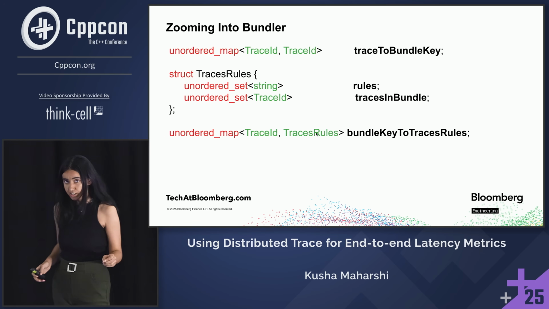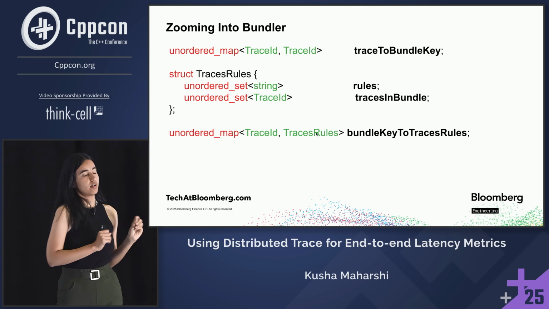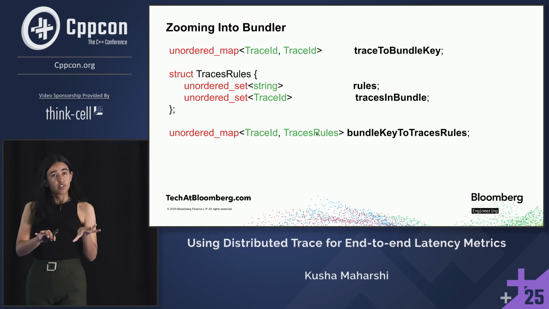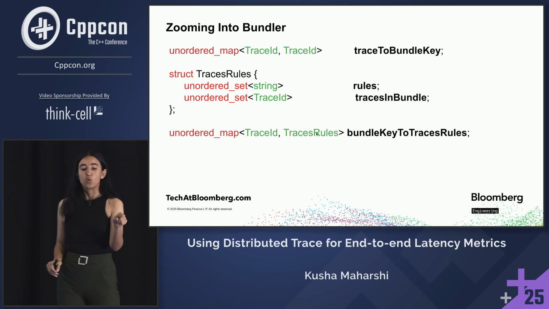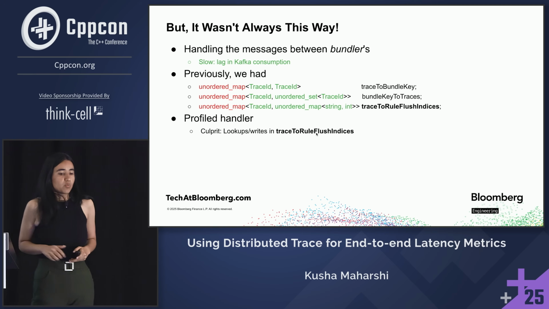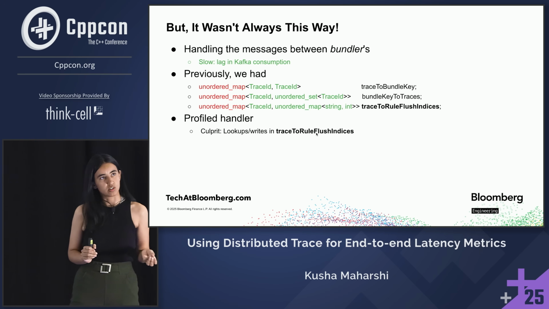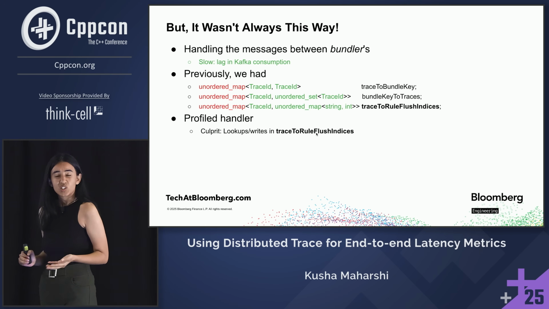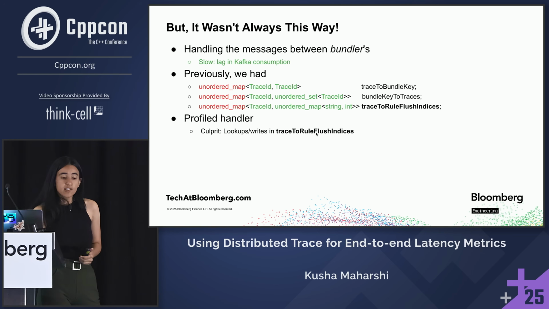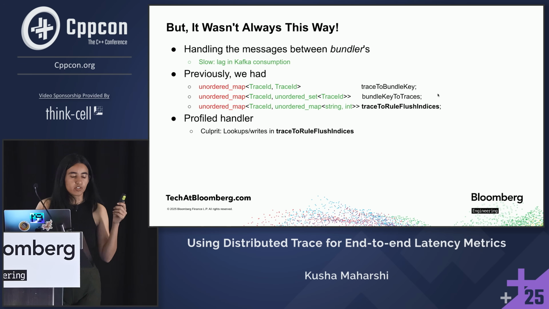The reason I'm showing you these data structures is that now I want to take a small detour to talk about one of the implementation-level bottlenecks that we ran into as we were implementing this architecture. The state of the system wasn't always this way. We didn't always use these 3 data structures. We actually had something that looked a little different before. And what happened was that we noticed that handling these messages coming in from the gossip Kafka was taking very long. So doing these updates to our maps was taking very long. That's because previously we had this extra data structure called trace to rule flush indices.